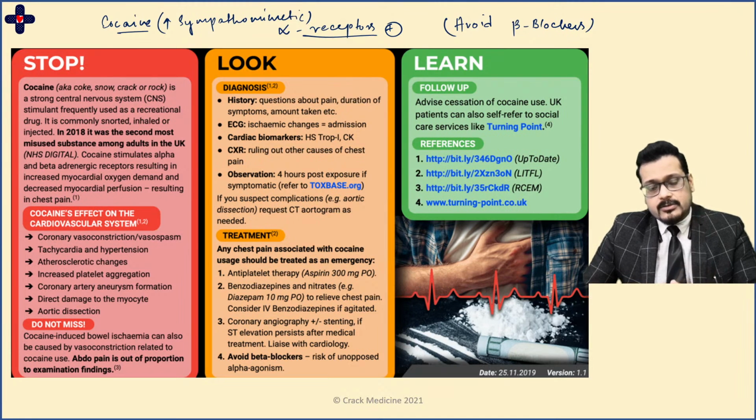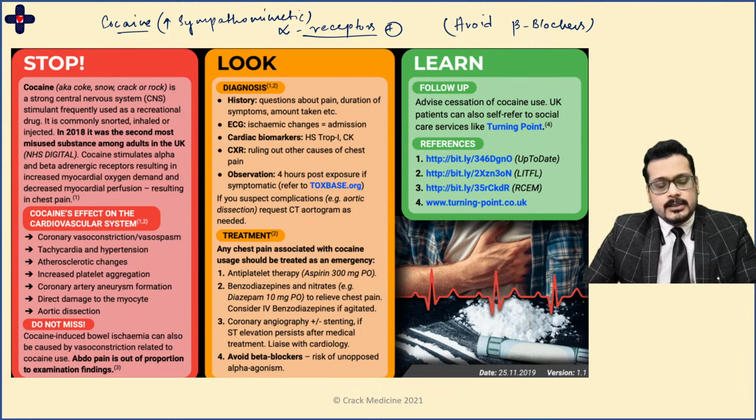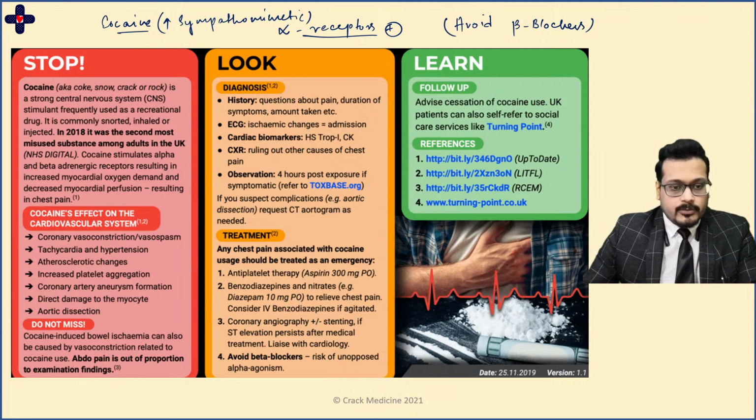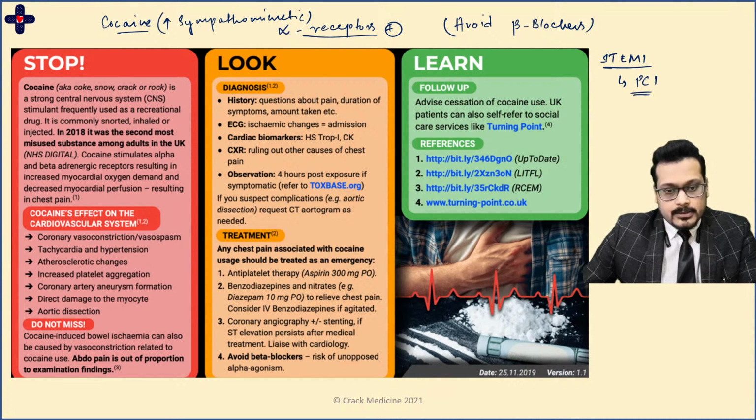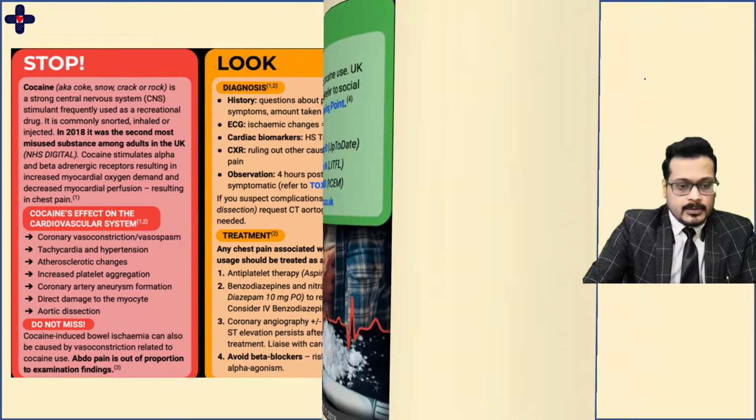This vasoconstriction also happens in your coronary arteries. So the oxygen demand of the heart is not met, and you have to avoid beta blockers in such a case. Now, you should remember that in another sort of question, it very much behaves like your normal MI. So if there is a clear-cut ST elevation MI, even if the cause is cocaine, the treatment modality will remain the same. That is urgent PCI.